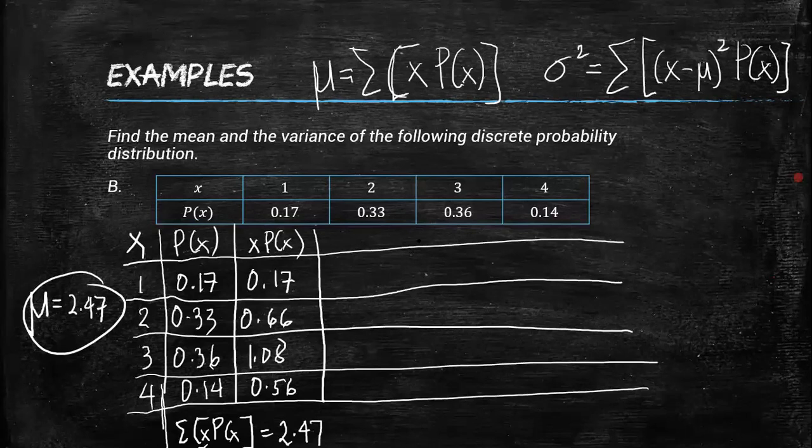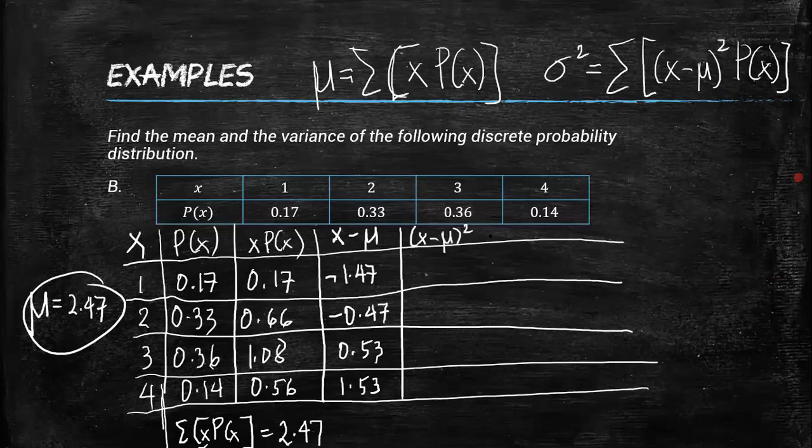Okay, next. Let's proceed to our variance. So since we have our mu already, ayan na, x minus mu na tayo. So x minus mu, that would be our x's, plural, minus our mu, which is 2.47. So we have 1 minus 2.47, that is negative 1.47, negative 0.47, and then next is 0.53 and 1.53. Ayan. So we have x minus mu squared.